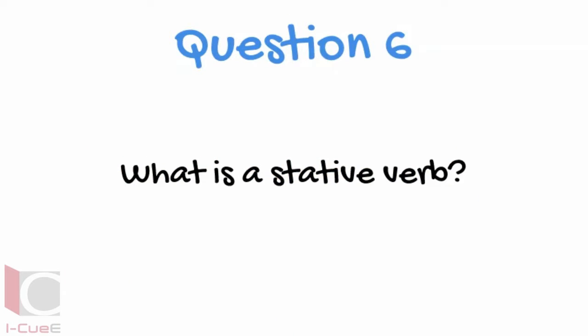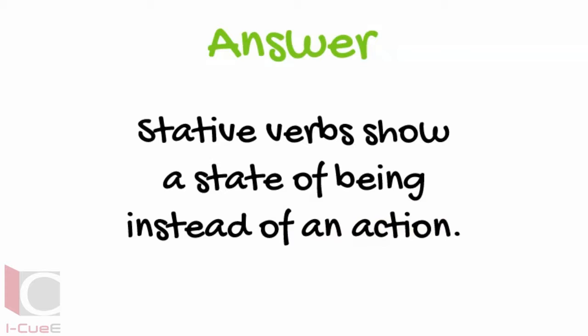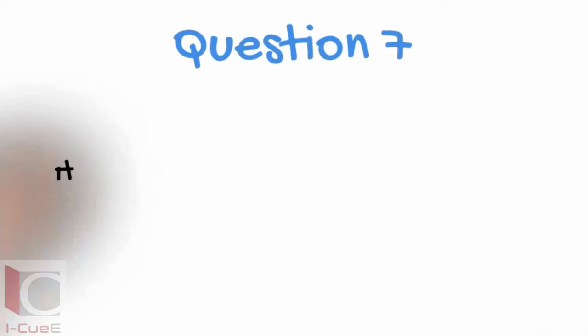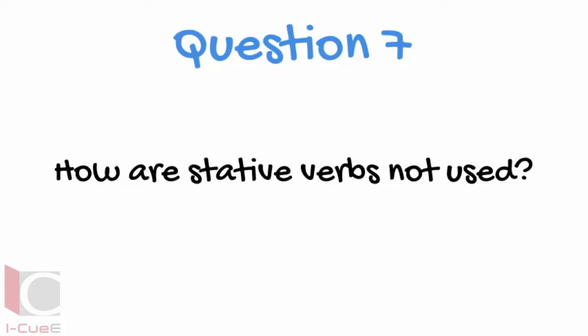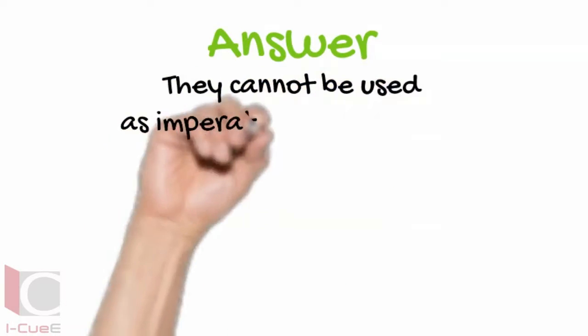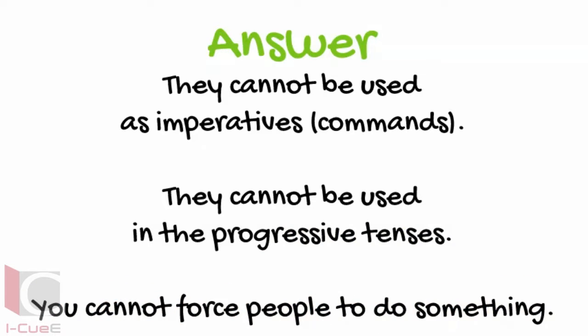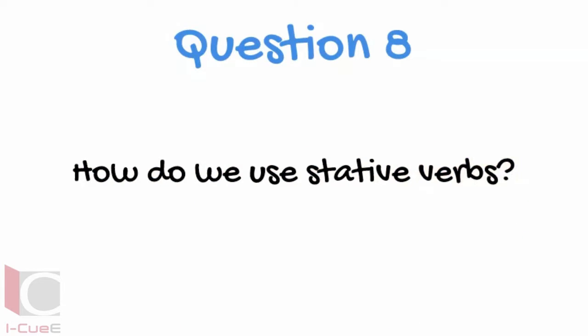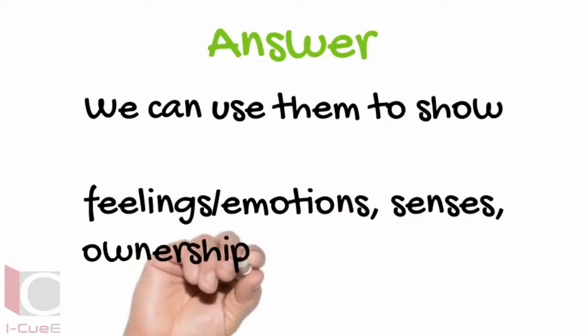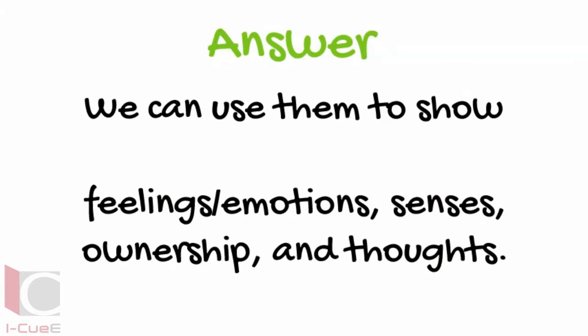What is a stative verb? Stative verbs show a state of being instead of an action. How are stative verbs not used? They cannot be used as imperatives, commands. They cannot be used in the progressive tenses. You cannot force people to do something. How do we use stative verbs? We can use them to show feelings or emotions, senses, ownership, and thoughts.